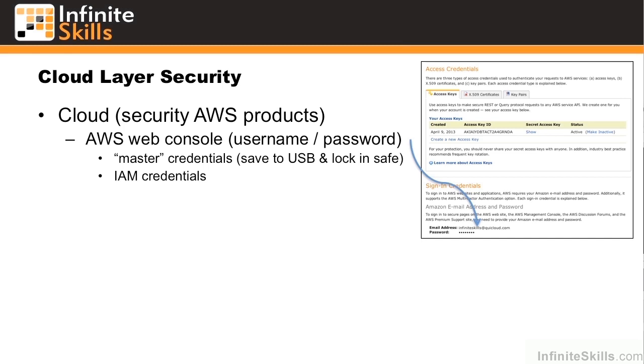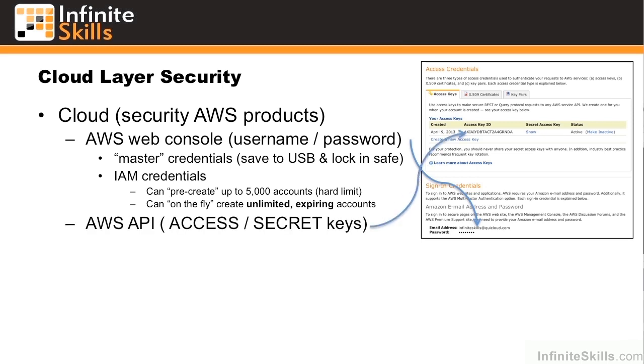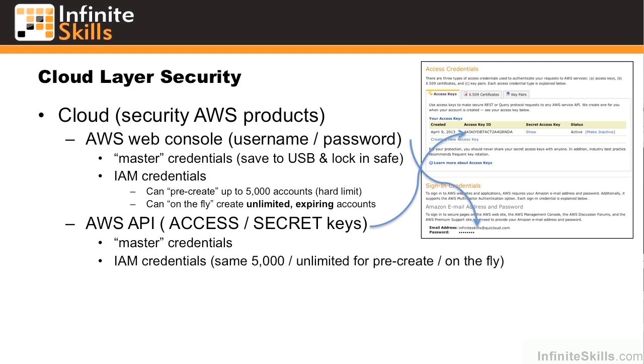You want to be sure that you record these keys on a USB and lock them in a safe somewhere so that they run no danger of being lost. On the IAM credential side, you can have up to 5,000 accounts pre-created, or you can create them on the fly. We discussed this more in the IAM decks. On the AWS API access, you actually access API calls via signing them with your access and secret keys, which you see here. Again, you have master credentials for the entire account, and you can create IAM credentials with the same 5,000 or unlimited on-the-fly limitations.